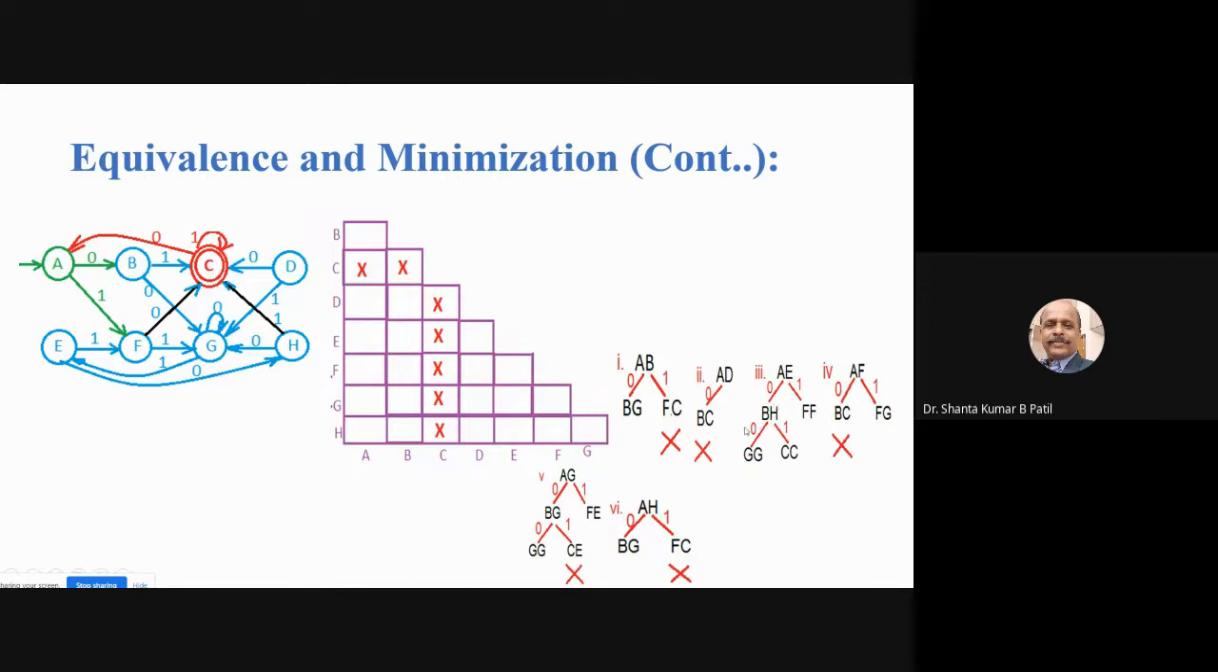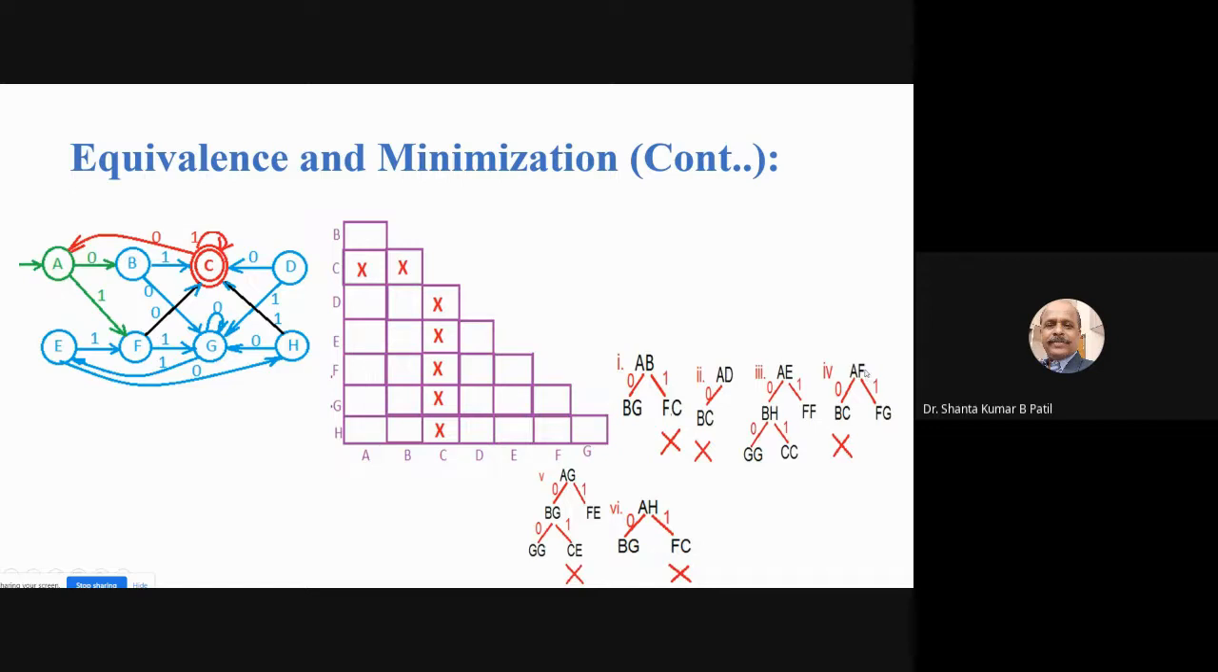BH on 0 is GG. B on 0 is G, H on 0 is also G. So GG. B on 1 is C, and H on 1 is also C. Hence, almost all leaf nodes we are finding similar. Hence, stop the construction of the tree. Decide AE is similar. So whenever it is similar, just mark the dot mark.